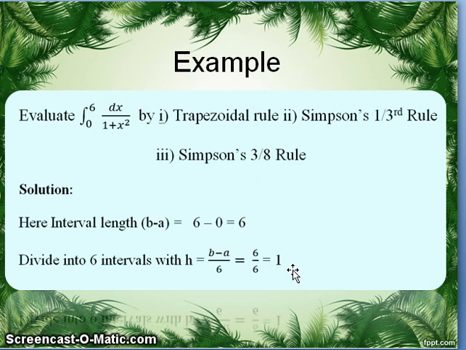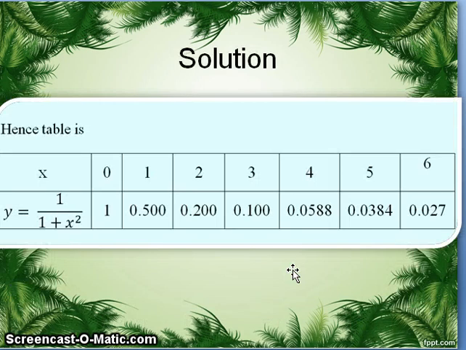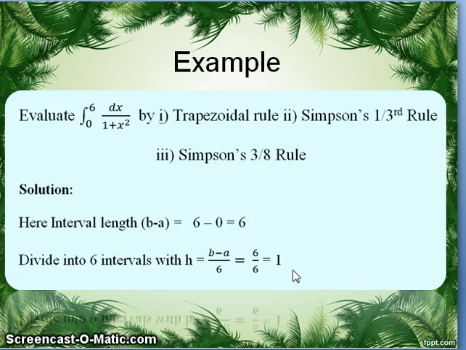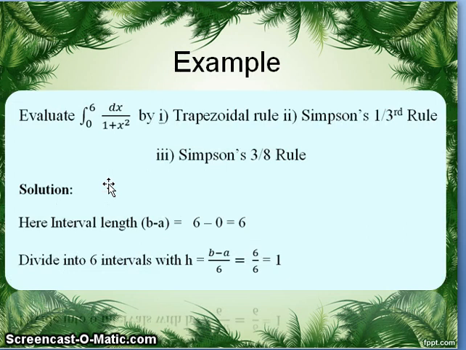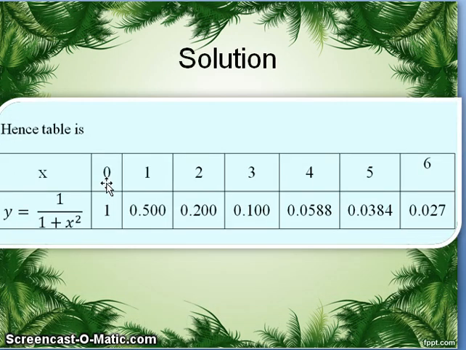After finding the interval length, we want to formulate the tabular column. How to formulate the tabular column we have seen already. You want to write the x value. The x value must start from the lower limit and end with the upper limit. In this given problem, the lower limit is 0 and the upper limit is 6. So you start the tabular column with 0 and add the h value each time. Here we got the h value as 1.